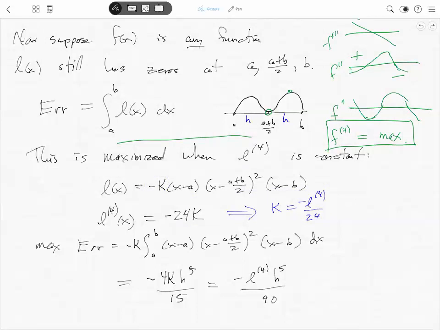Okay, so this will be useful later when we want to express the error in terms of L, the fourth derivative, rather than K. Now, using this formula for L, remember that's the worst case scenario when L is actually a fourth degree polynomial, we'll just do the integral by brute force here. I'm actually not going to subject you to the whole thing. You can do it on your own time if you don't trust me.